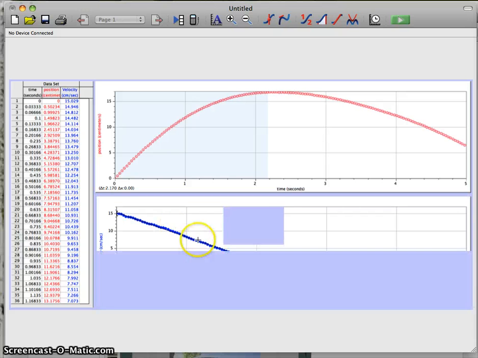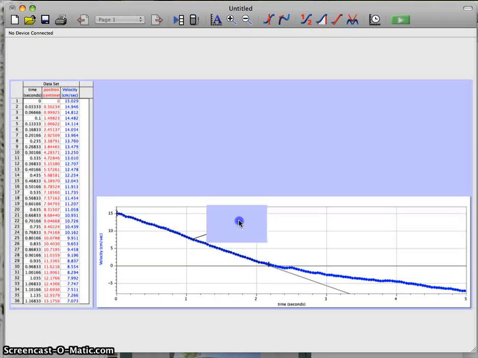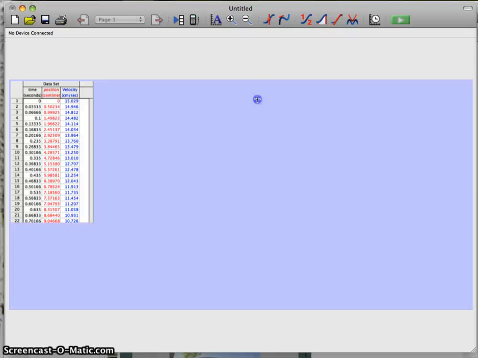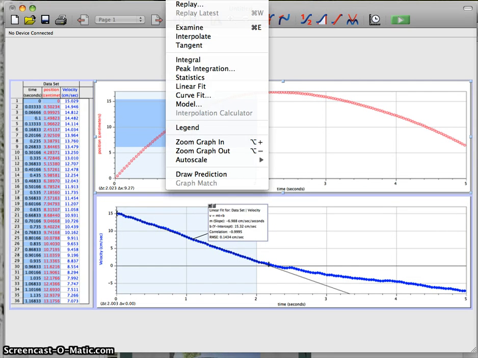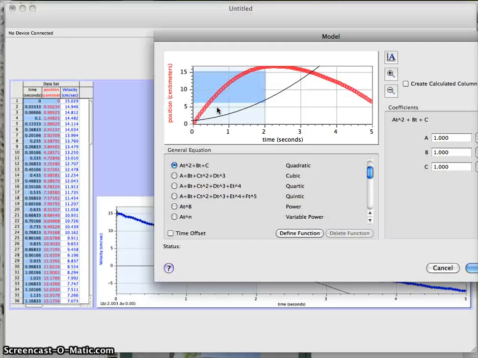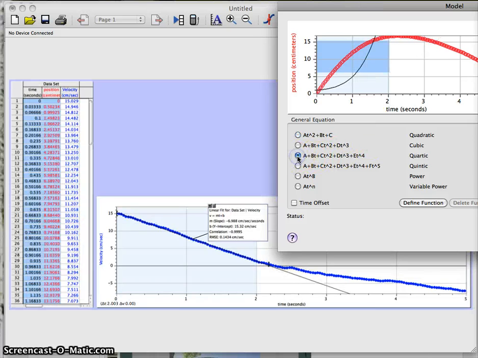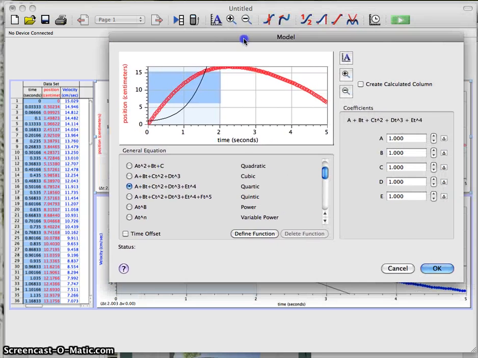So if I want to write the equation for this line right here, it's just going to be v equals my acceleration times time plus my initial velocity, right? And the equation for this curve here is a little more complicated. To do that, I would do analyze model, and I would choose quadratic right here, and I'm going to move this over a little bit so you can see what we're looking at.